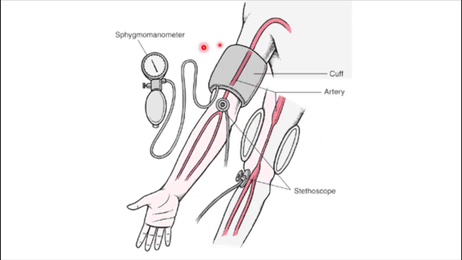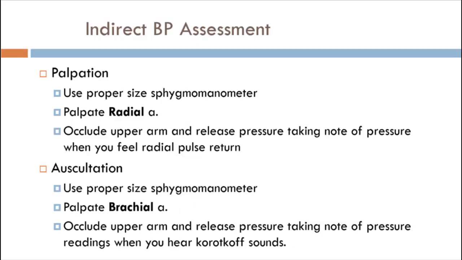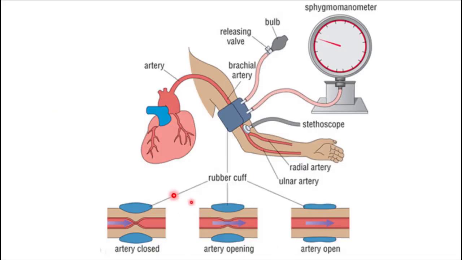So I love this image. It's an old image, but it shows a cross-section of what's going on. And I think the next image I have here kind of shows you what's going on, is that when you have this fully closed, there's no sound. As the artery just starts to open, you're going to start hearing sounds. So that's your systolic blood pressure. And then once the sounds go away, that's your diastolic blood pressure.